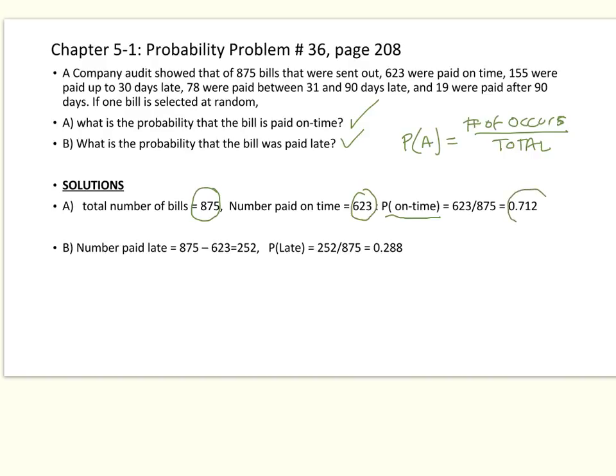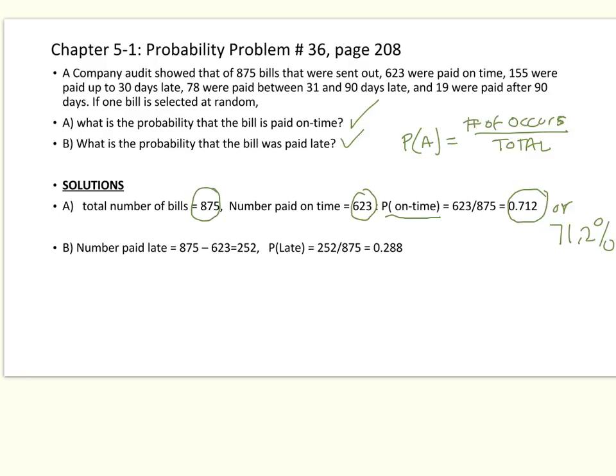That gives us 0.712, or if we multiply it by percentage, it would be 71.2% of the bills are paid on time. If you're a company, that may be a good thing. So then the question is, what's the probability that the bills were paid late? Well, the best way to do that is whatever's not paid on time is probably considered late.